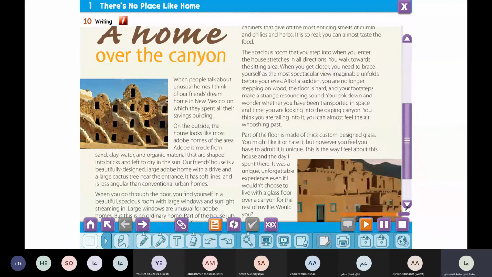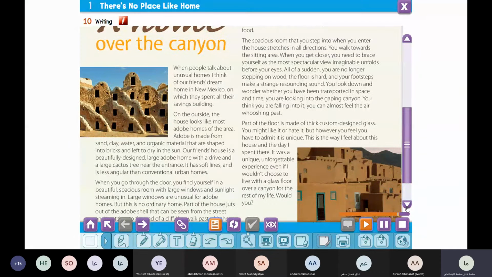Part of the floor is made of thick, custom-designed glass. You might like it or hate it, but however you feel, you have to admit it is unique. This is the way I feel about this house and the day I spent there. It was a unique, unforgettable experience, even if I wouldn't choose to live with a glass floor over a canyon for the rest of my life. Would you?